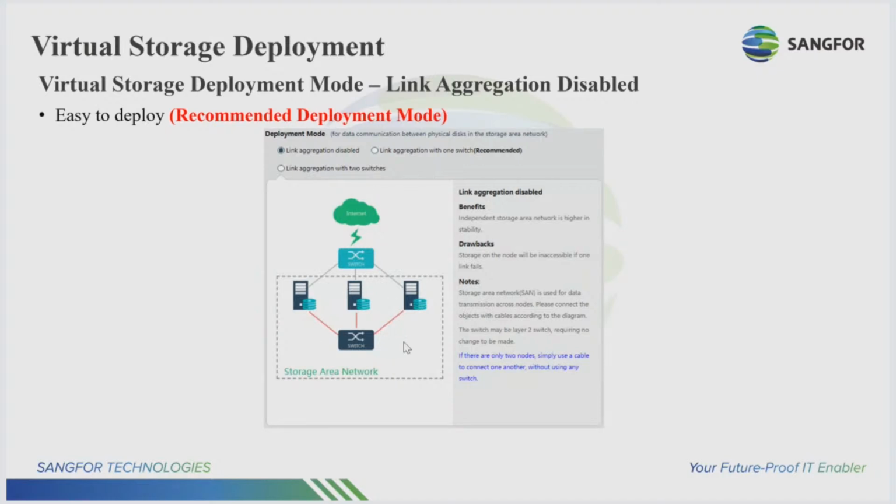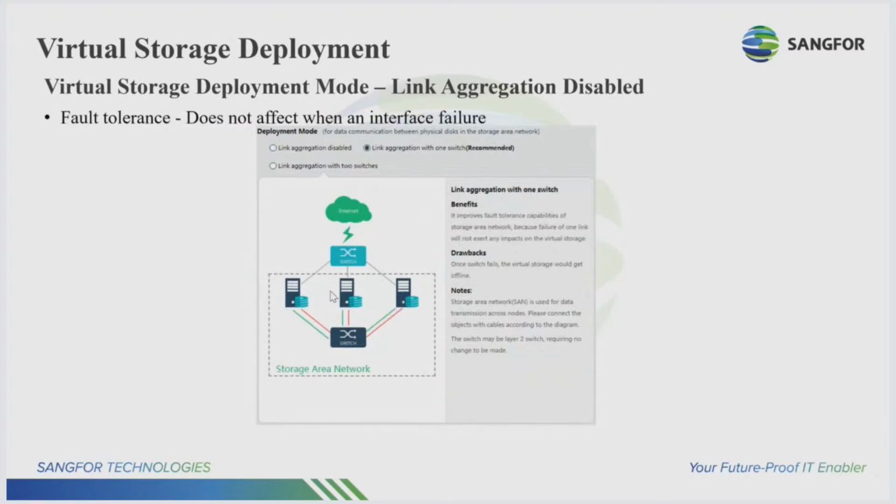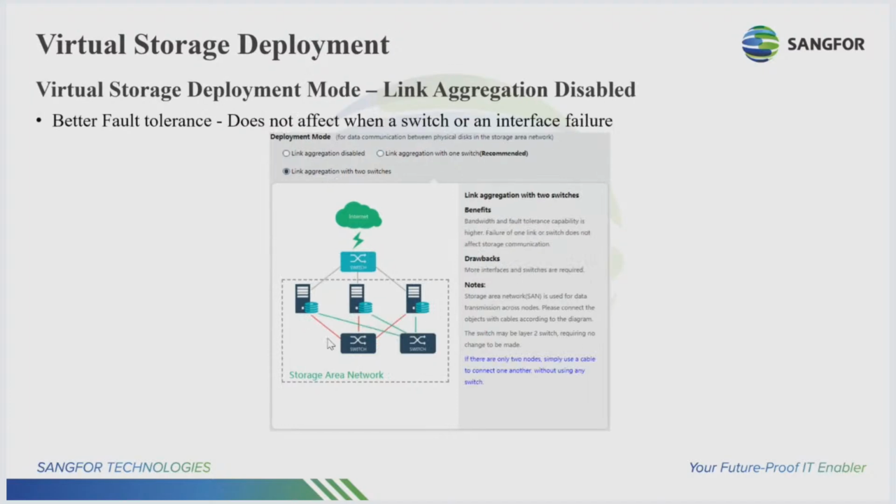If you only have 1 switch, we can choose link aggregation with 1 switch, just like this. Each server connects 2 cables. And if you have 2 switches, we can choose link aggregation with 2 switches. In this scenario, even if 1 switch fails, there is no effect on the storage.